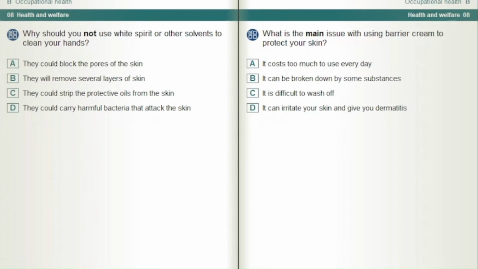What is the main issue with using barrier cream to protect your skin? It costs too much to use every day. It can be broken down by some substances. It is difficult to wash off. It can irritate your skin and give you dermatitis.